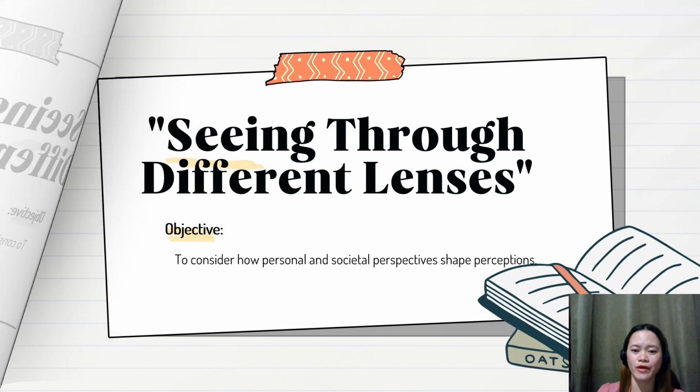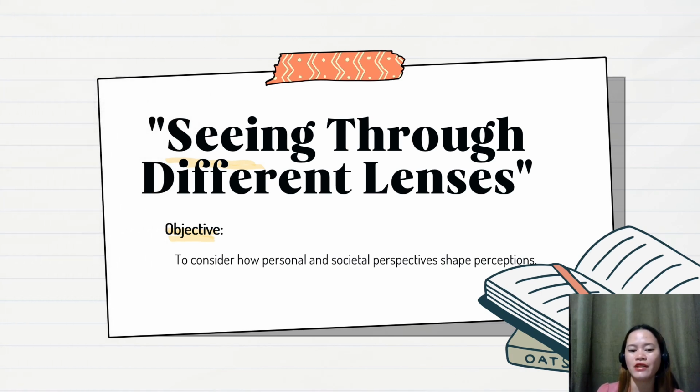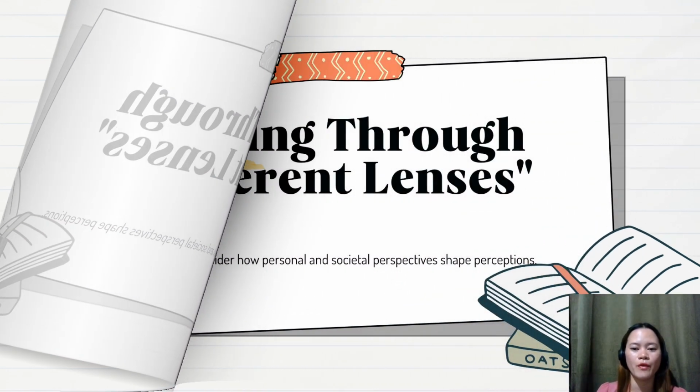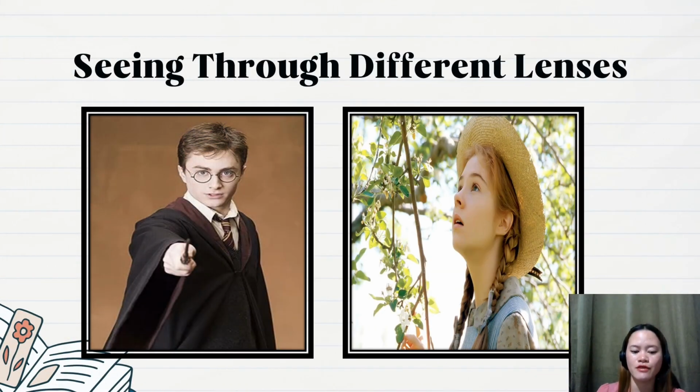So let's have our short activity. It is entitled Seeing Through Different Lenses. We're going to look at a few pictures here. These are pictures of characters from different well-known books. Please take a moment to look at each one, and I want you to share the first word that comes to your mind when you look at each character. So let's start with the first picture.